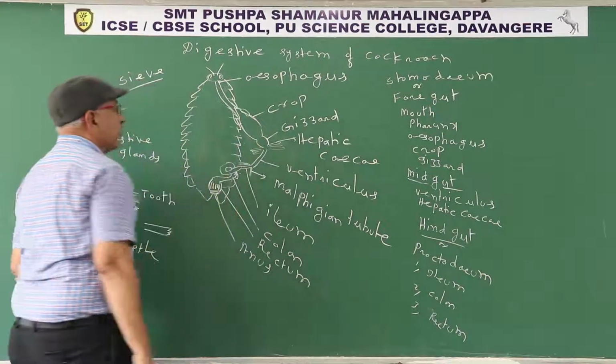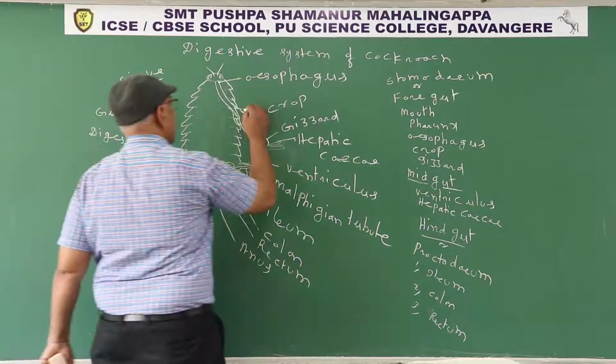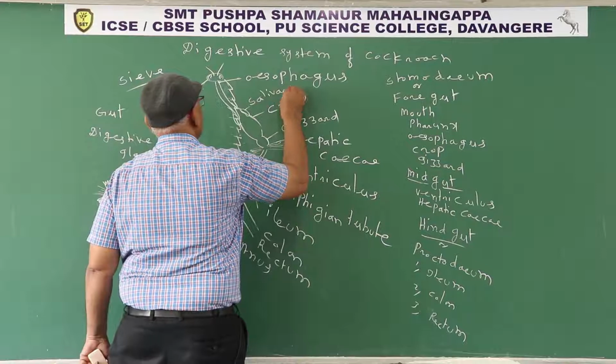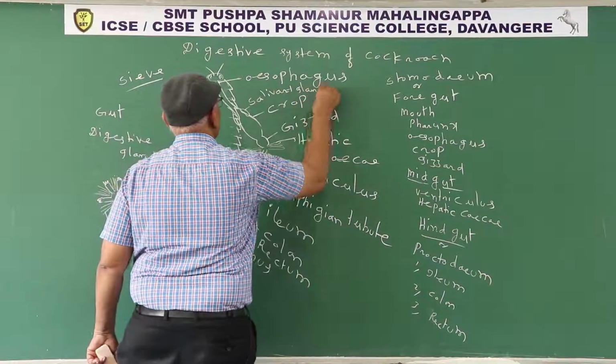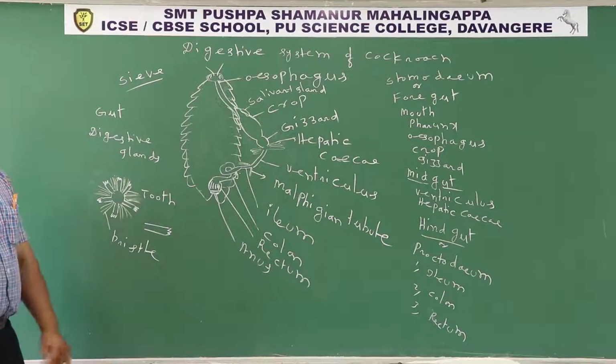On either side of the crop, a pair of salivary glands is present. Salivary glands are present on either side of the crop.